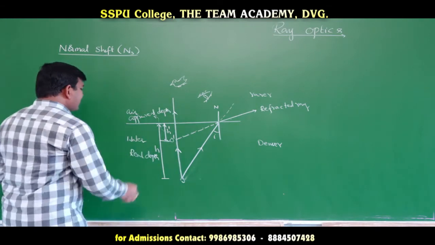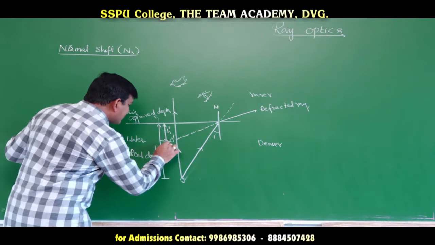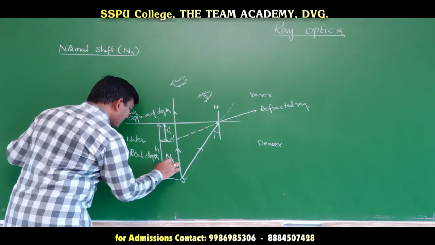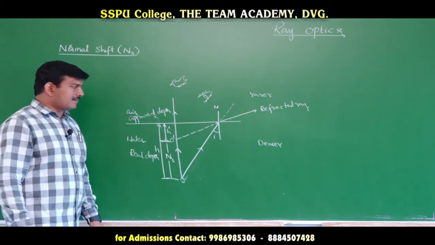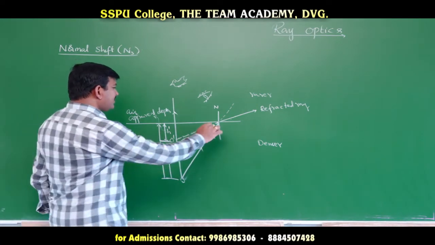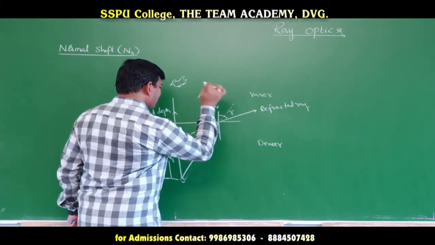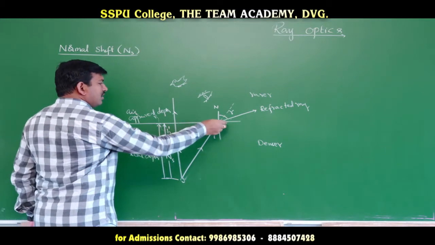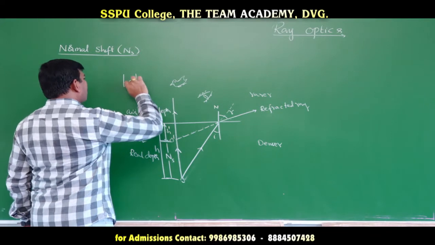Now, this is the real depth I have taken and this is the apparent depth. I will take this separation as the normal shift. It is shifted normally. So, what is the normal shift? From the diagram, you see here, this is the angle of incidence and this is the angle of refraction. Is it clear? So, this line is like this, almost if you consider the two lines like this and one more line like this.